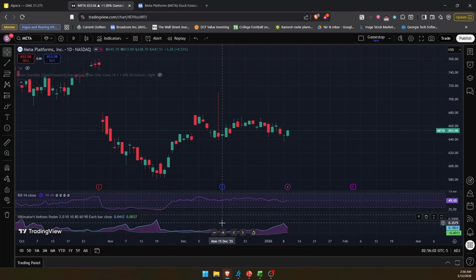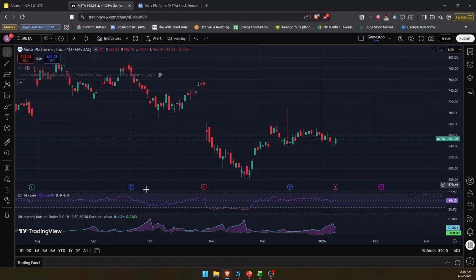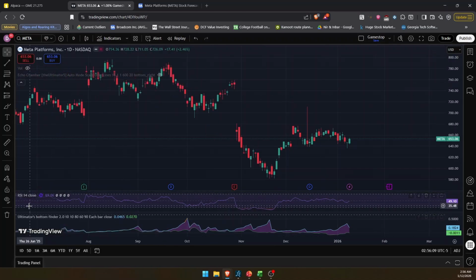And I have the RSI. I don't have volume. I don't use volume at all. And then I have Altimator's Bottom Finder. I saw this on Reddit from GameStop Reddit, and this is pretty cool.